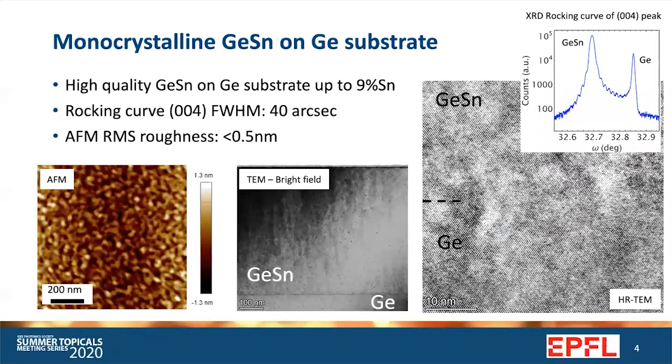I would like to start by showing you our results on germanium substrates. So we were able to deposit monocrystalline germanium tin with up to 9% of tin on germanium substrates, of very high quality. We had an XRD rocking curve full width at half maximum of 40 arcseconds, which is comparable to the full width at half maximum of the germanium substrate peak. And we had very low roughness of 0.5 nanometers.